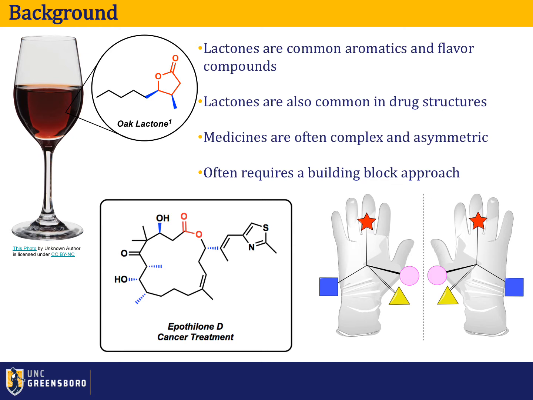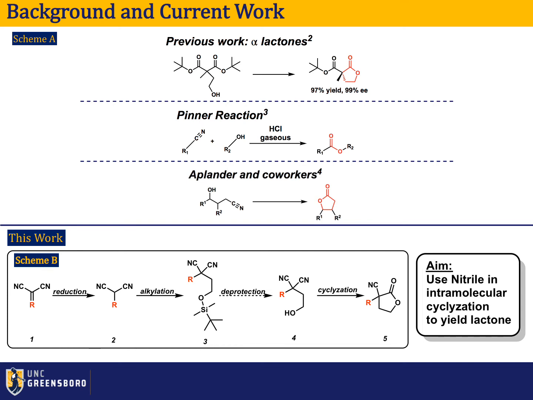The asymmetric centers in Peteren D and oak lactone are highlighted in blue. The incorrect asymmetric center can be less effective or cause dangerous side effects. However, developing new methods of synthesis is costly and time-consuming. I work on developing these new methods of synthesizing asymmetric lactones. Scheme A shows the background for this research.